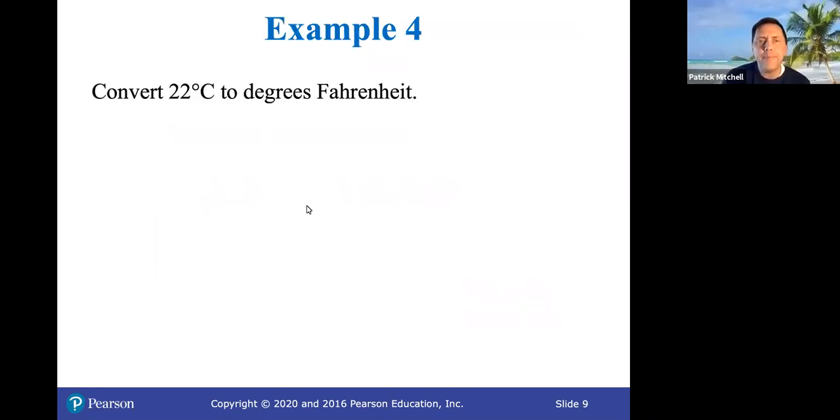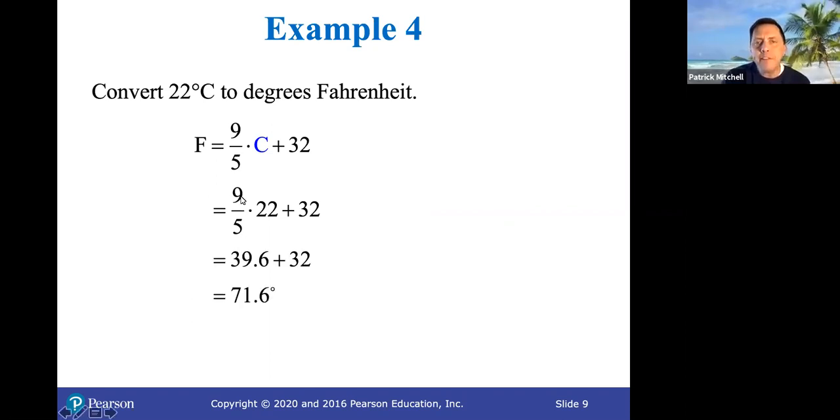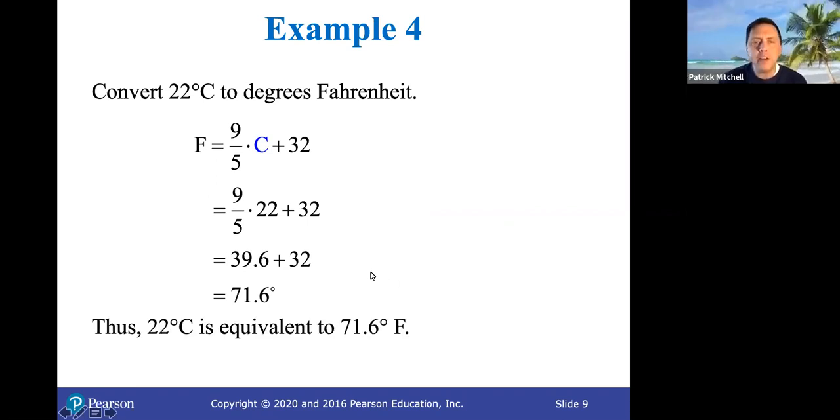So for example, if we wanted to convert 22 degrees Celsius to degrees Fahrenheit, we would use this formula. We would put 22 in for C. 9/5 times 22 is 39.6, and when we add 32, we get 71.6 degrees Fahrenheit. So 22 degrees Celsius is equivalent to 71.6 degrees Fahrenheit.